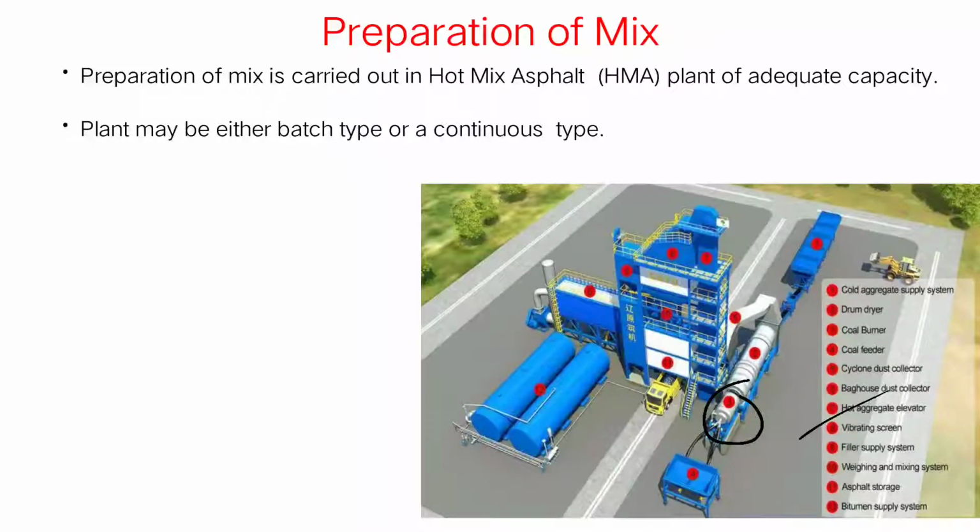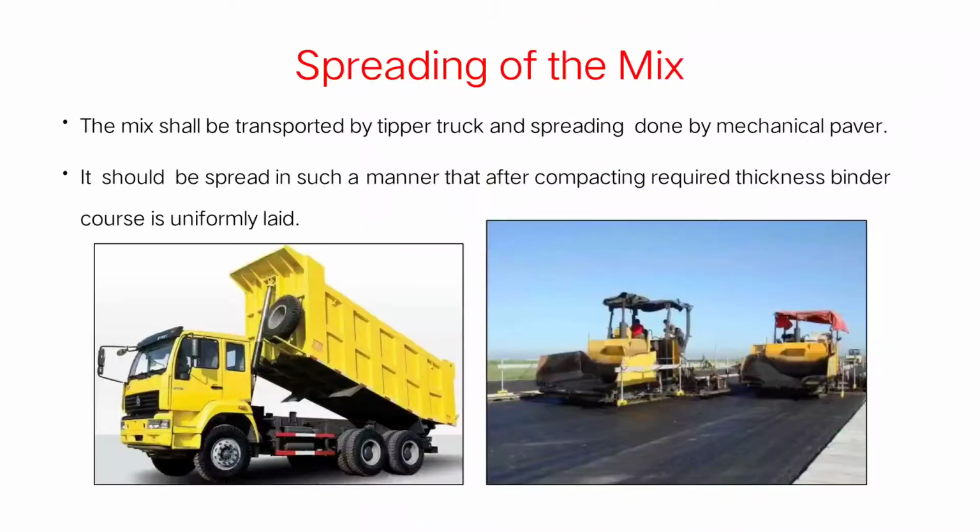This plant may be either a batch type or a continuous type. Depending upon the requirement of the work, they will suggest which type will be more suitable. So there are two types available, either a batch type or a continuous type of hot mix asphalt plant.